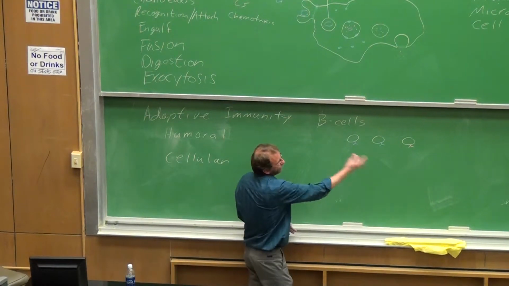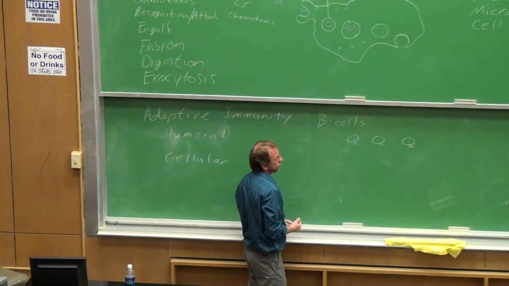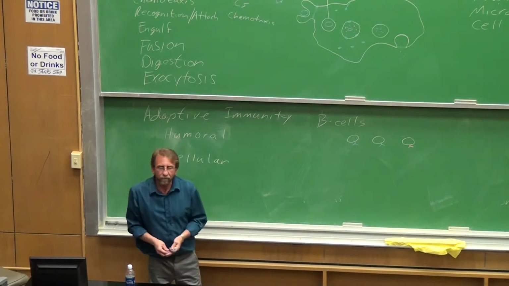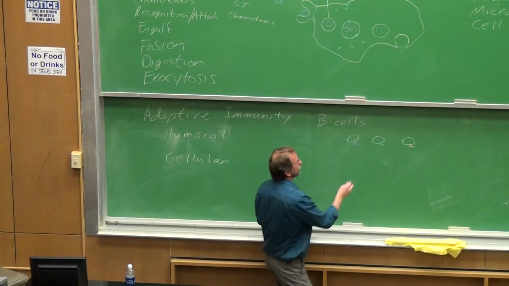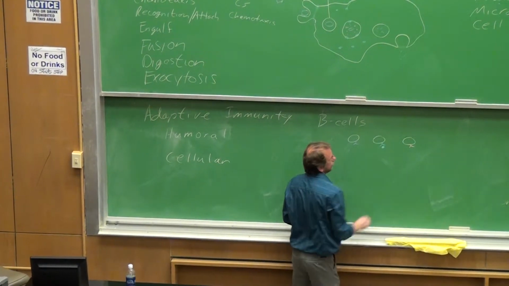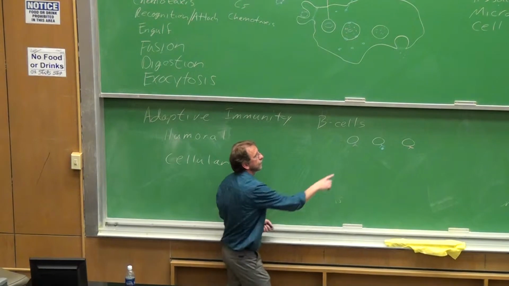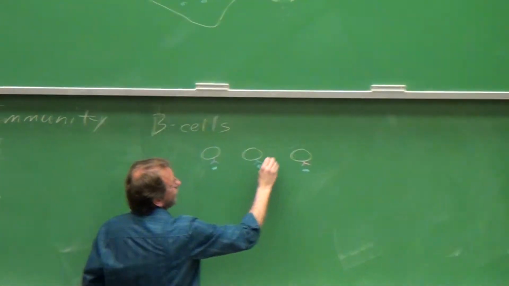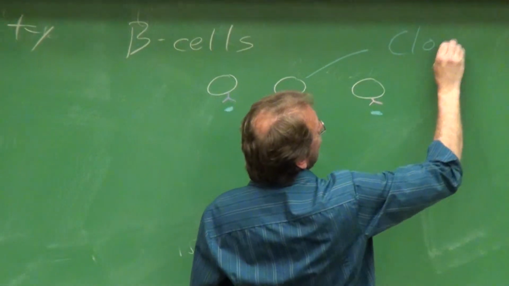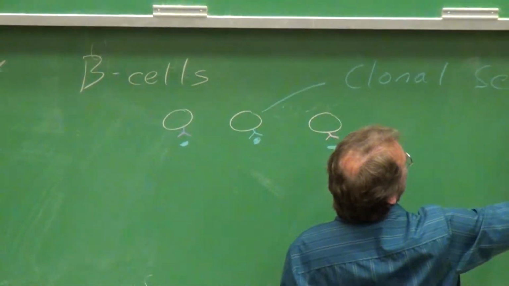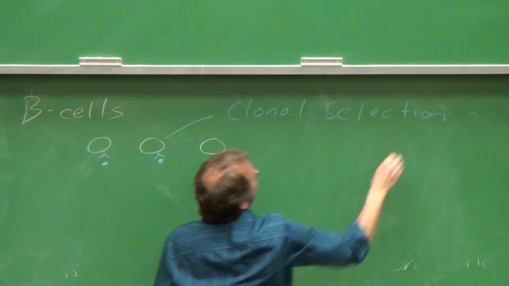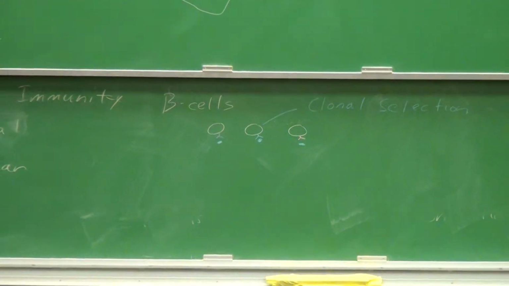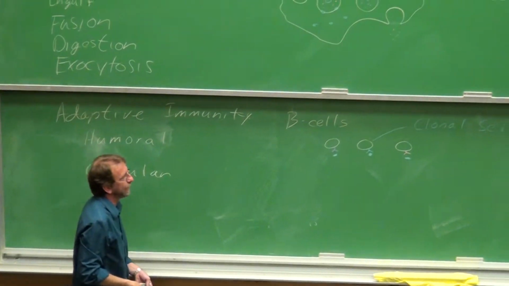And really, that is where they get exposed to antigens and other things. So you have these B cells all doing their job, circulating. And one of them is going to come in contact with the right antigen. It's going to bind to it. This antigen doesn't fit here, but it fits here. This is called clonal selection. And clonal selection happens when the right B cell binds to the right antigen.